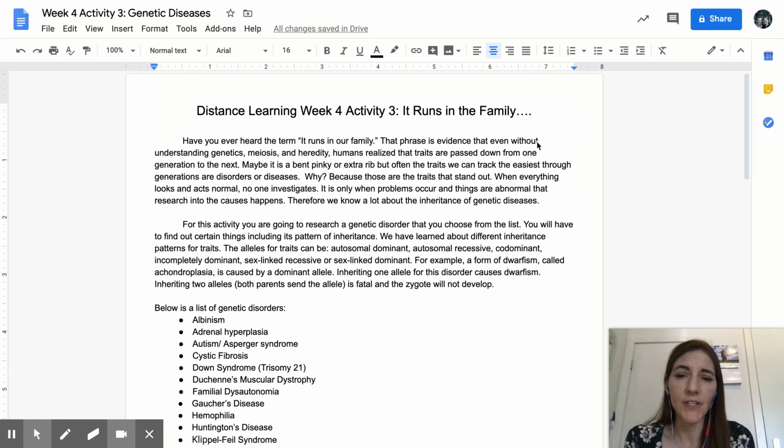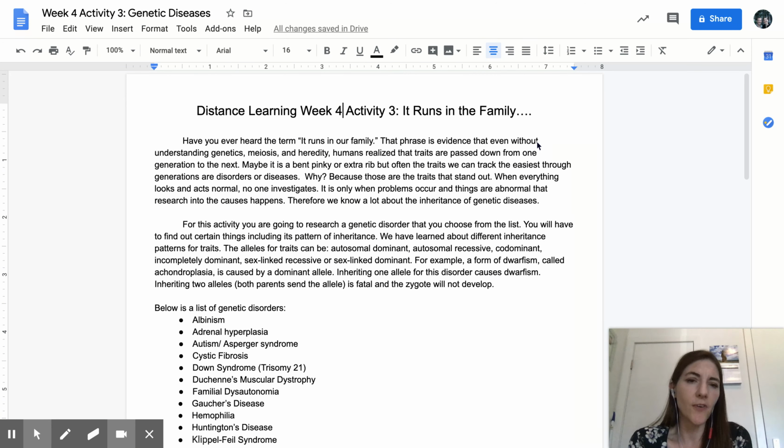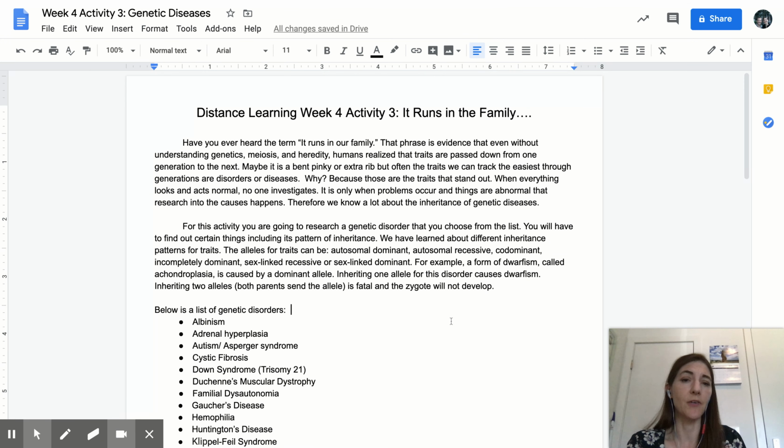For this activity, you're going to research a genetic disorder that you choose from the list or one that you find on your own. You will have to find out certain things, including its pattern of inheritance. So, we've learned about different inheritance patterns. The alleles for traits can be inherited as autosomal dominant, autosomal recessive, codominant, incompletely dominant, sex-linked recessive, or sex-linked dominant. For example, a form of dwarfism called achondroplasia is actually caused by a dominant allele. Inheriting one allele for the disorder causes dwarfism, but inheriting two alleles is fatal and the zygote will not develop. So, dwarfism is dominant, but it's very rare because inheriting two is fatal.